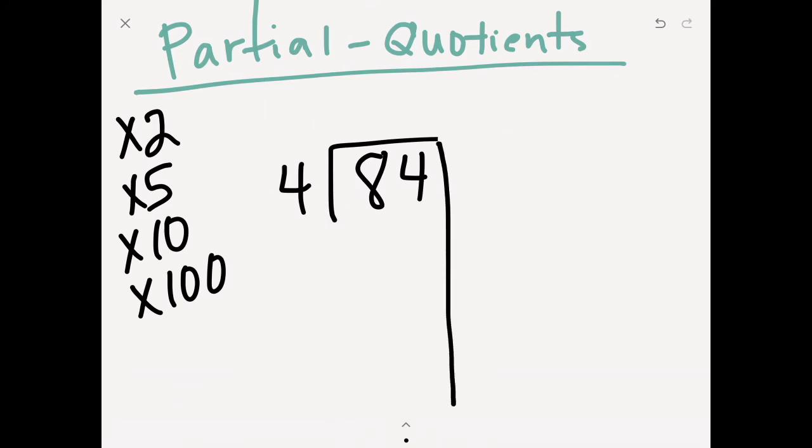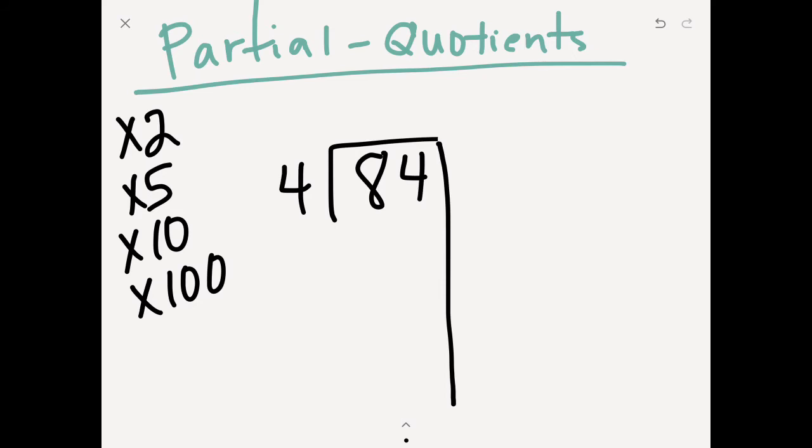Remember, when we do partial quotients, we're going to use the multiplication facts that we're familiar with, our times 2, our times 5, our times 10, our times 100. And we're going to think in our minds, what times 4 gets us close to 84 without going over 84? Well, I know times 2 will keep me under 84, but that's still going to be a pretty small number, and I think I can get a bigger number. So now I'm going to think about times 5. Well, that gets me to 20. That's still pretty good, but I still have 84 to divide out. So if I take out 20s, it's still going to take me a little bit more time.